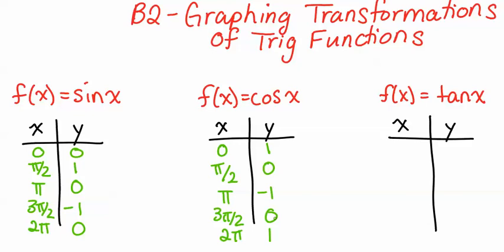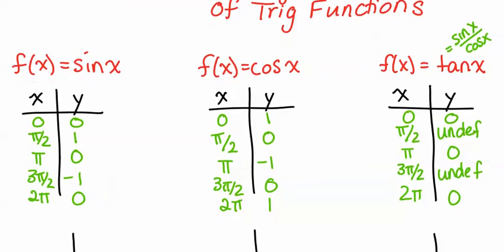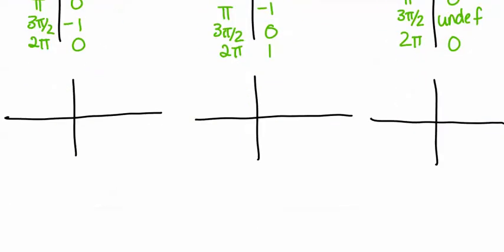And then for tan, a quick way to get tan, I know tan is equal to sine x over cos x. So for all of these values, if I wasn't really sure what tan was doing, I could just do like 0 divided by 1. Okay, I know tan is 0. Must be undefined here. So at pi, tan would be 0 again. 3 pi over 2 would be undefined again. And at 2 pi would be 0 again. Okay. So let's take a look at those graphs.